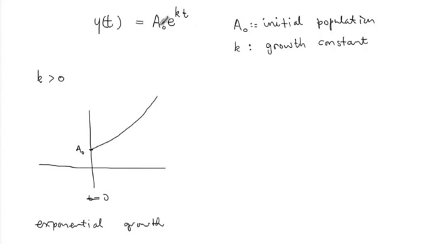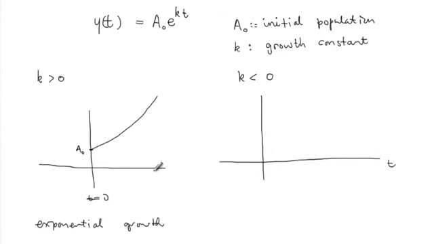Here we've already said that this population is described by an exponential function, but sometimes a population cannot be necessarily increasing, but it could be decreasing. In this case, the population will decrease when we've got the value of k less than 0, and in that case we're going to have a graph of this nature.